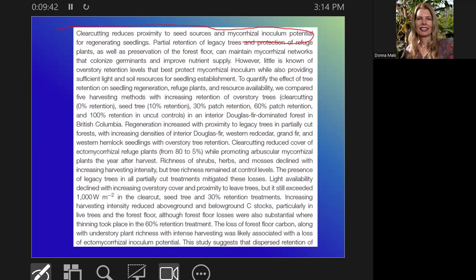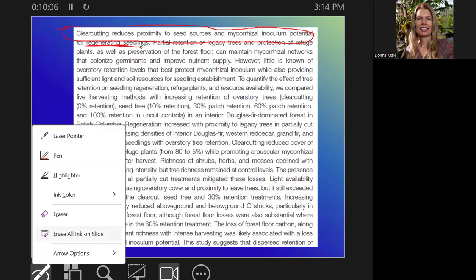So here she's saying, clear cutting, when you just clear the whole site of everything, all the trees, everything gone, and then of course you're bulldozing over all the shrubs and smaller plants too as you're doing it. You reduce the proximity to seed sources for the next generation and the mycorrhizal inoculum potential for any seedlings that are going to regenerate in that stand.